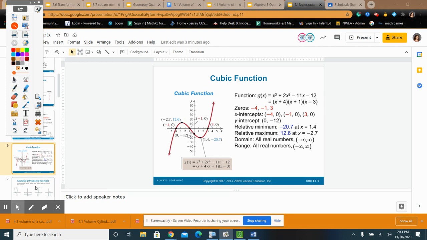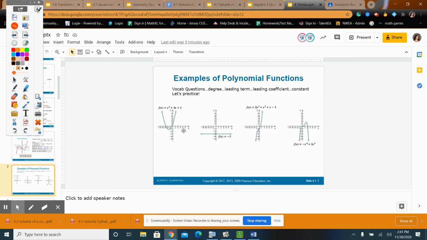Okay, so let's look at these graphs. These are polynomials. You can tell because this is an x squared. This is just a constant, x cubed, and x to the fourth. What is the degree of this guy? It's the highest exponent. It's 2. The degree of this guy is 0. Of this guy is 3. And this guy is 4. So we know how to find the degree.